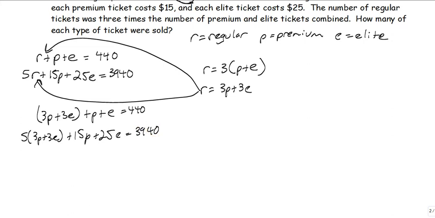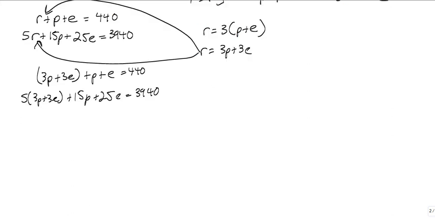Down here I get 5 times 3P plus 3E plus 15P plus 25E equals 3940. And when you multiply all that out and simplify, your equations are 4P plus 4E is equal to 440. And the other one is, you get 15P and another 15P is 30P. You get 15E and 25E is 40E. And you have the other equation.